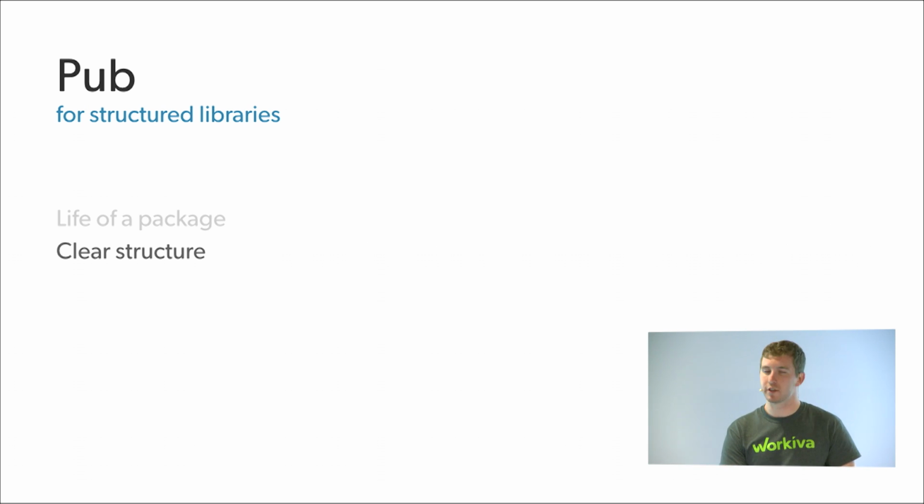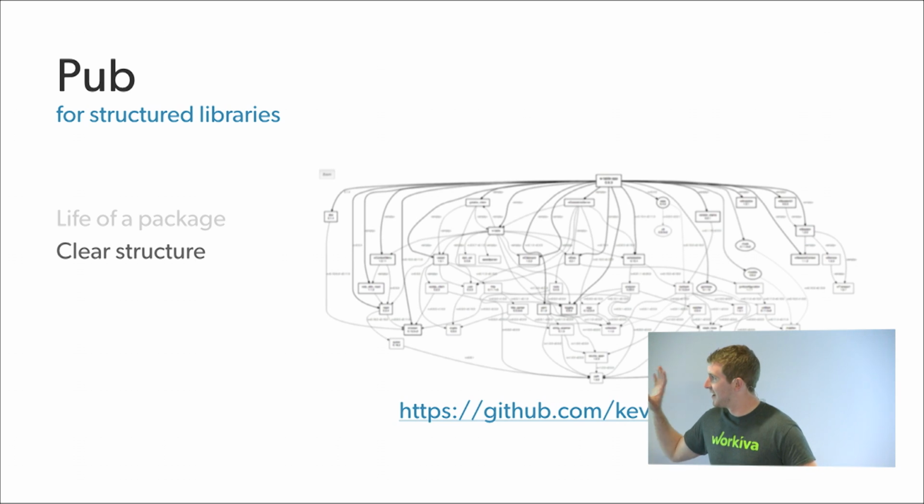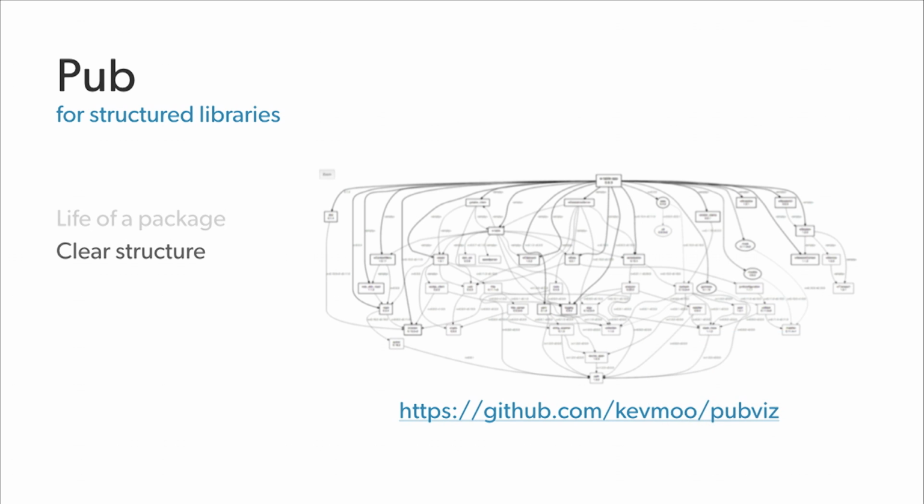There's a really clear structure for pub packages, so they're actually analyzable. I'm not saying this is a clear structure, but this is the dependency graph for our package right now. And Kevin made this. It's really awesome.